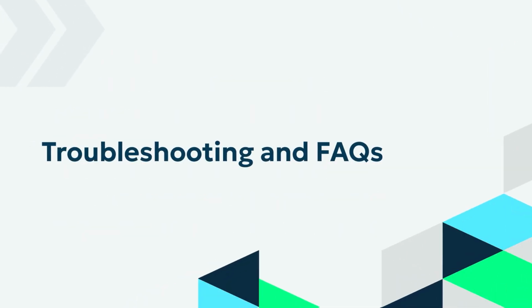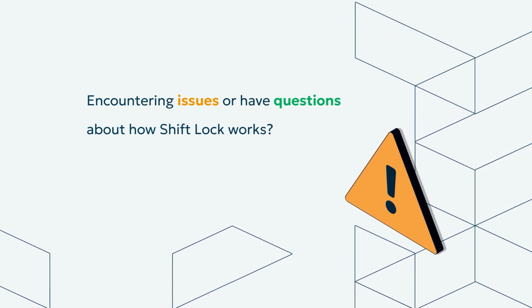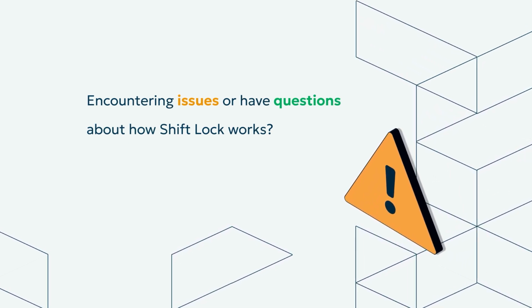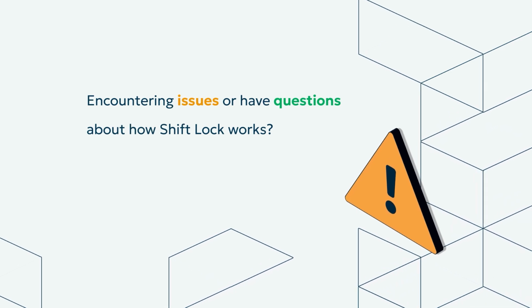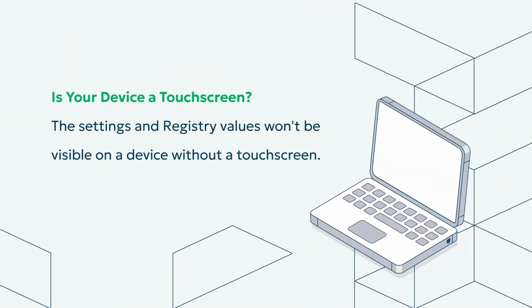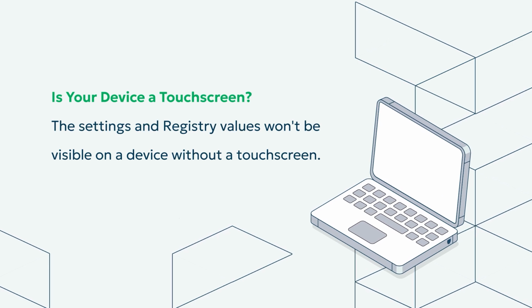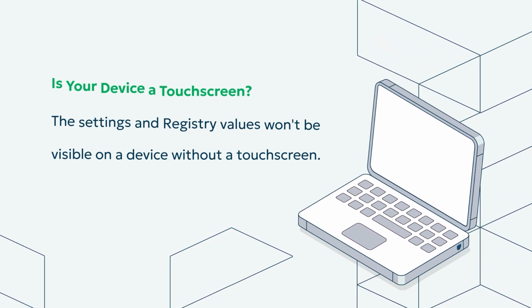Troubleshooting and FAQs. Encountering issues or have questions about how Shift Lock works? This section will address common problems and clarify the differences between Shift Lock and Caps Lock. Is your device a touchscreen? The settings and registry values won't be visible on a device without a touchscreen.